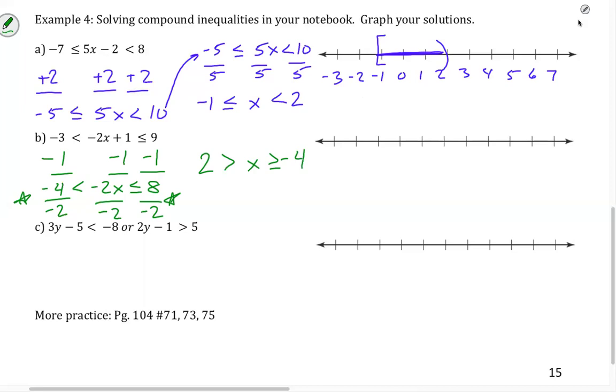All right, so I flipped my signs. Now the thing is you have to flip both signs. Okay? So this is still an and inequality. So let me put my numbers here.